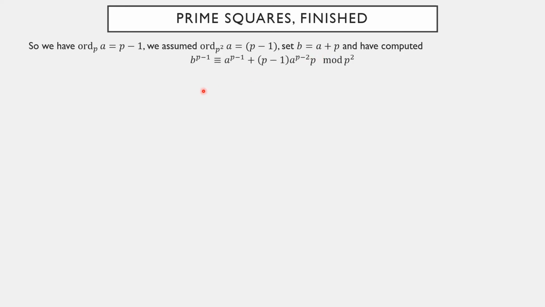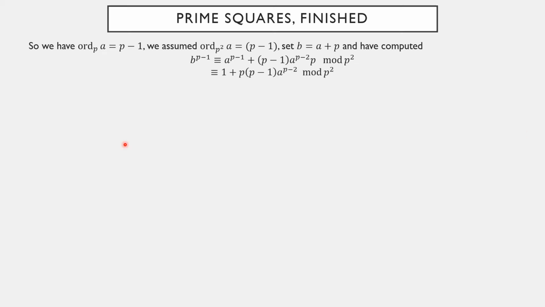And we're now in a position to finish the proof. So we assumed that a was a primitive root mod p. Then we deduced its order mod p squared was either p minus 1 times p, in which case it is a primitive root mod p squared, or it's p minus 1 times 1. So we assumed that the order of a mod p squared was p minus 1, so it's not a primitive root mod p squared. By setting b equal to a plus p, it's equivalent mod p to a, so it's also a primitive root modulo p. We showed this, that b to the p minus 1 is equivalent to a to the p minus 1, plus p minus 1 times a to the p minus 2 times p, modulo p squared.